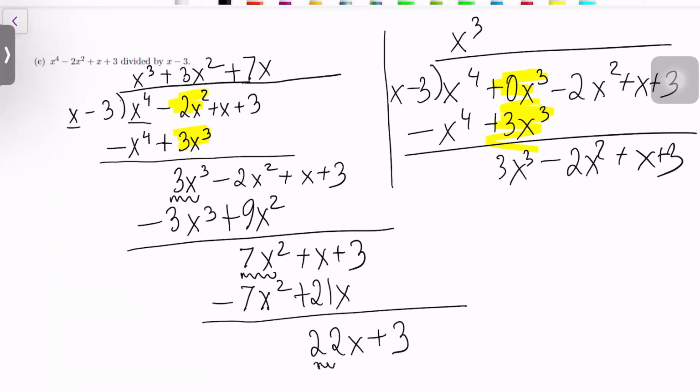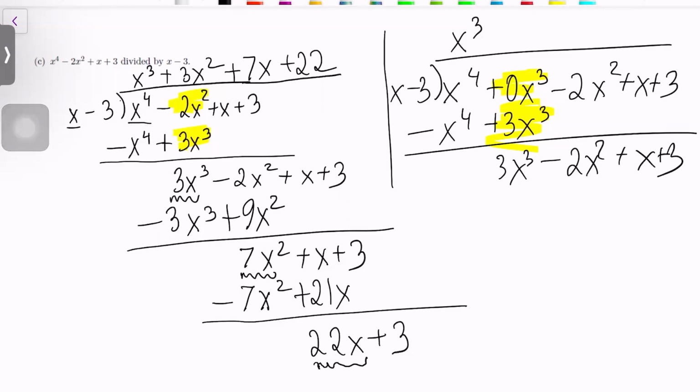Now I focus on the leading term. Can I still fit x in it? Yes, right? 22x divided by x will give me 22. And on the top, where do you get 3x squared? It came from the step where I divided 3x cubed by x, and that gave us 3x squared.